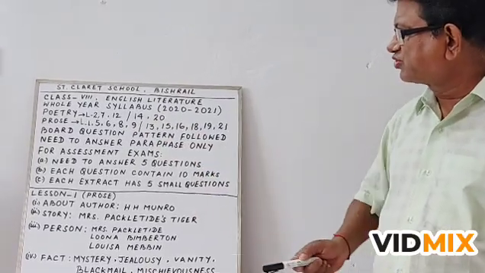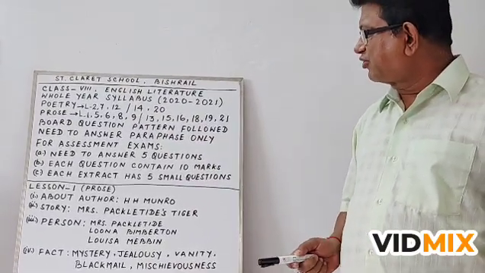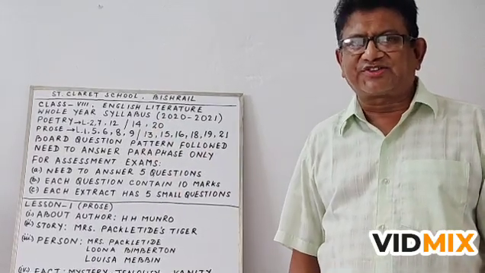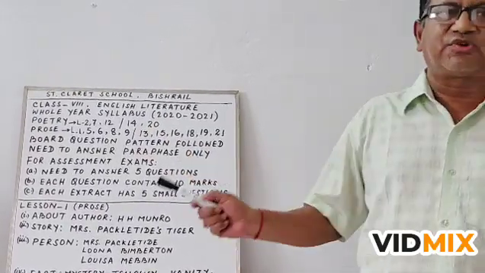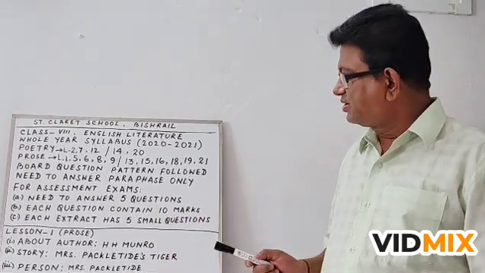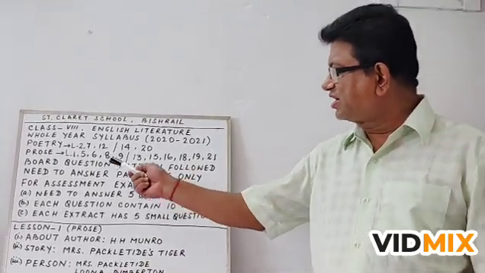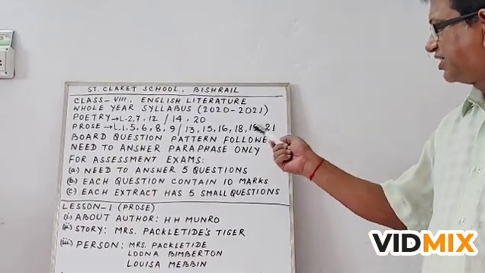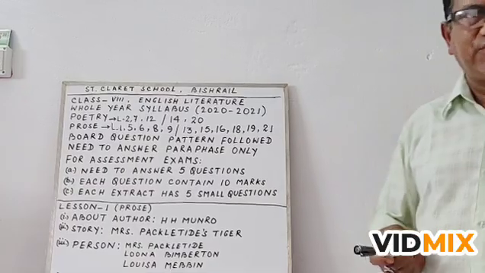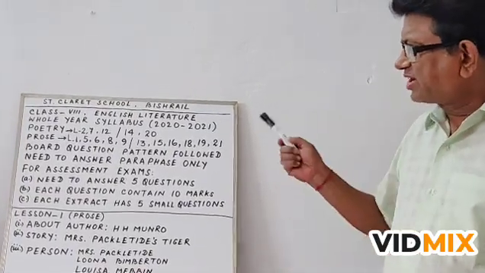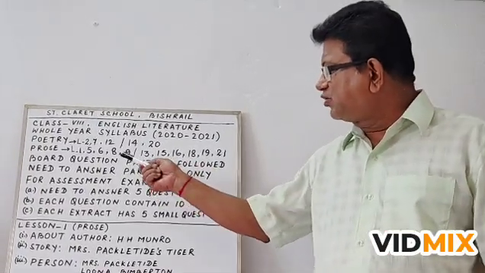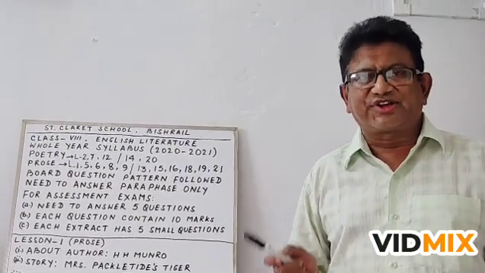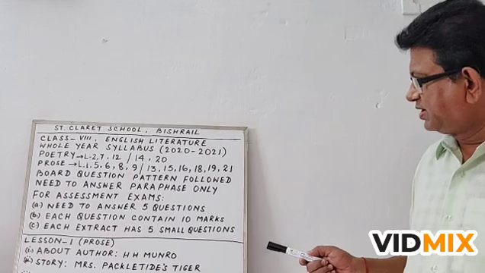Poetry, the lessons are 2, 7, 12, 14 and 20. I have given you an oblique. The first part is for the first assessment and the second part is for the second assessment examination. For prose, the lessons are 1, 5, 6, 8, 9, oblique, 13, 15, 16, 18, 19 and 21. It is the same as before. The first part is for the first assessment examination and the second part is for the second assessment examination.